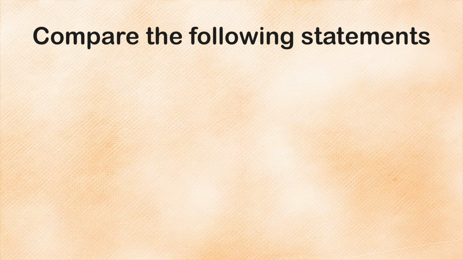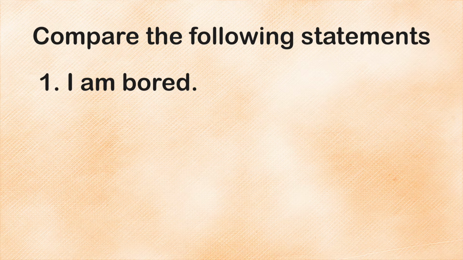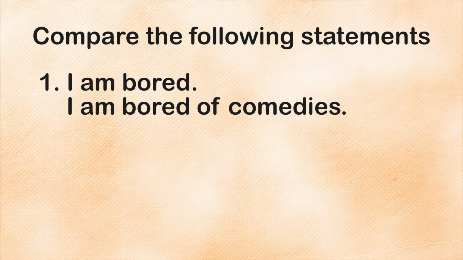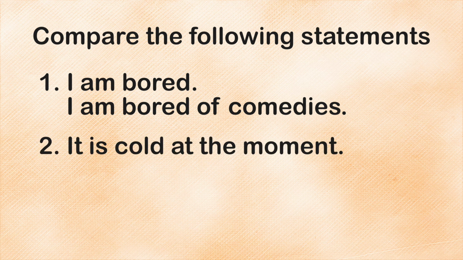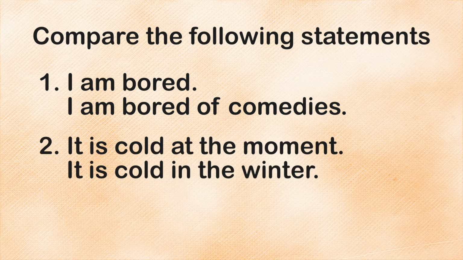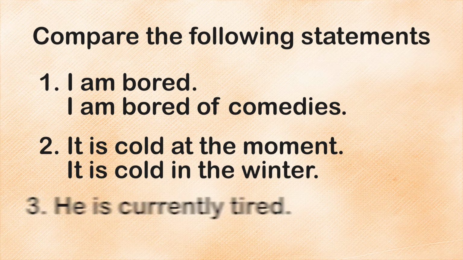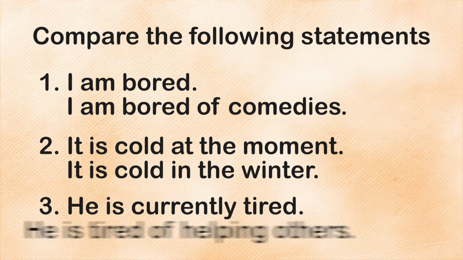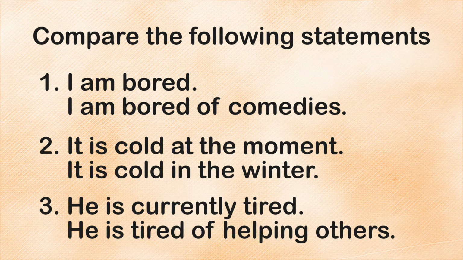If we would like to introduce moods and emotions over a period of time, we need to start to introduce nouns and objects to the sentence. Just compare the differences between these two statements. 1. I'm bored. I'm bored of comedies. 2. It is cold at the moment. It is cold in the winter. 3. He's currently tired. He's tired of helping others.